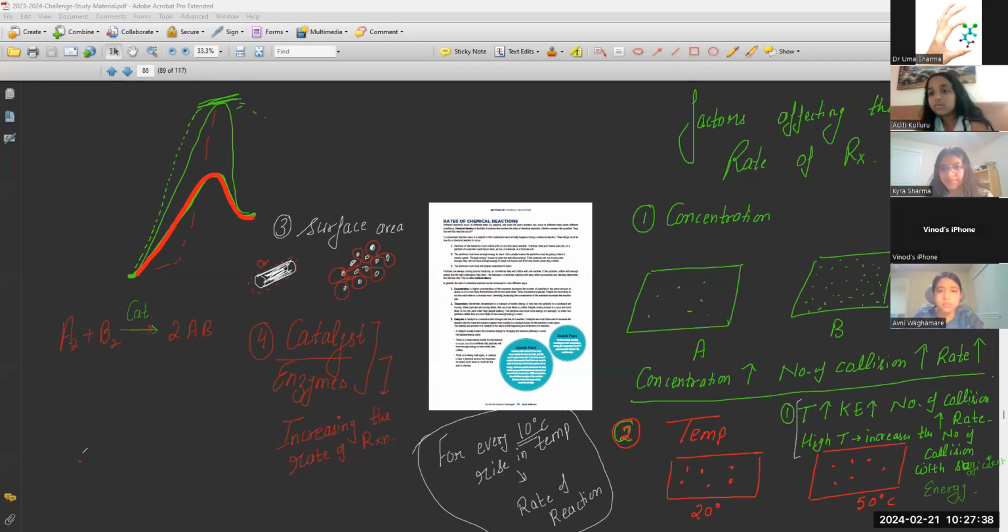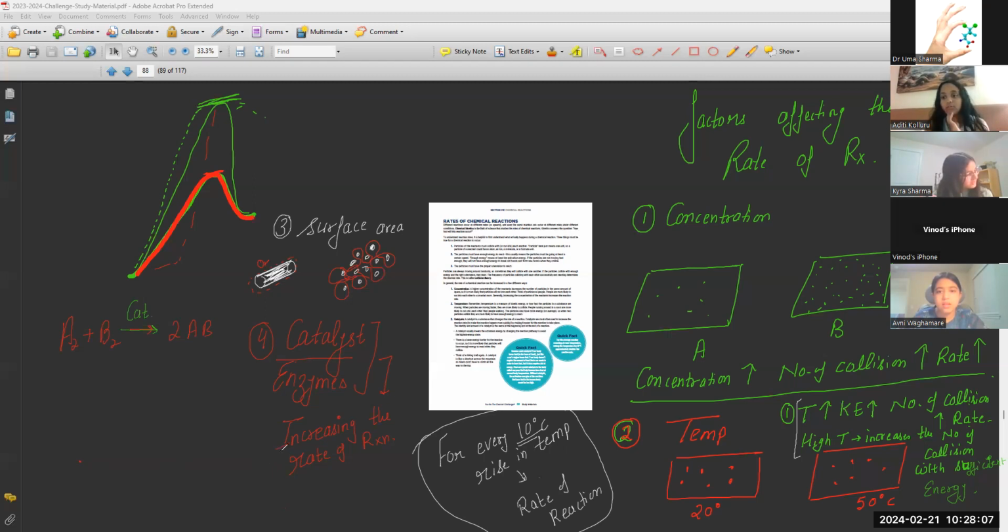Wait, sorry, you cut out. What did you say? I said they are saying that the red one has the faster rate. I'm asking them why. They are circulating between two words, activation energy. Because there's higher concentration, more collisions, and so higher rate of reaction. Oh, but activation energy has nothing to do with the concentration. Use some other term, Kyra.